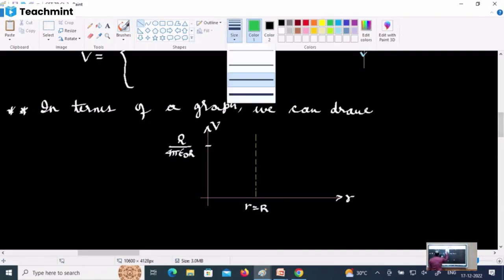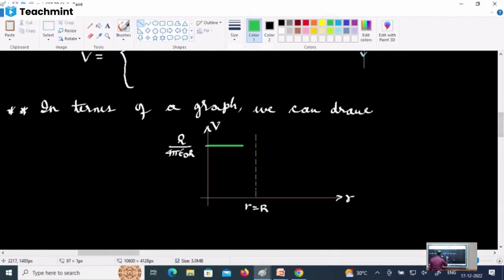Inside the sphere, the potential is constant and the value is Q divided by 4 pi epsilon naught R. But when you come outside, the potential varies as 1 by r, a rectangular hyperbola.